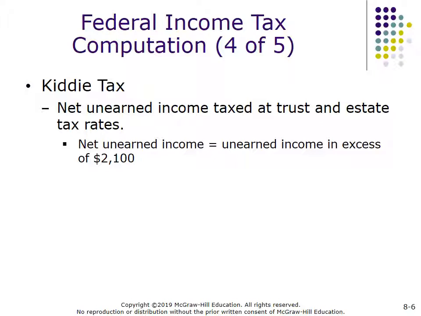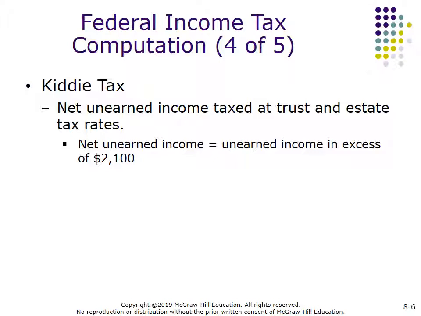And here's how they look at it. If the child is under 18 years old at the end of the year, or the child is 18 years old at the end of the year, but earned income does not exceed half of their support, or the child is over age 18 but under 24 and a full-time student, and the earned income does not exceed half of her support, then the kiddie tax applies to them. So these are listed on page 8-6.